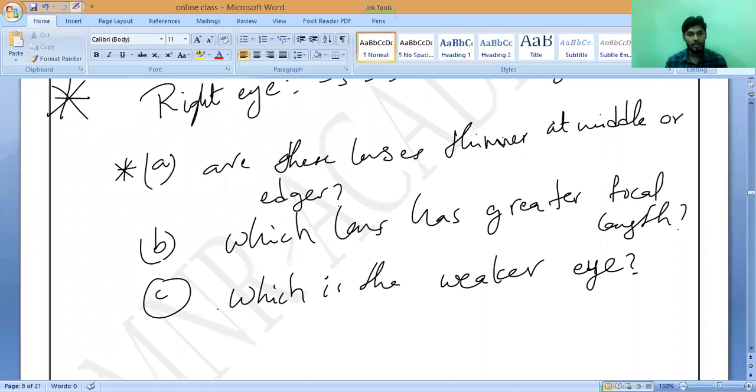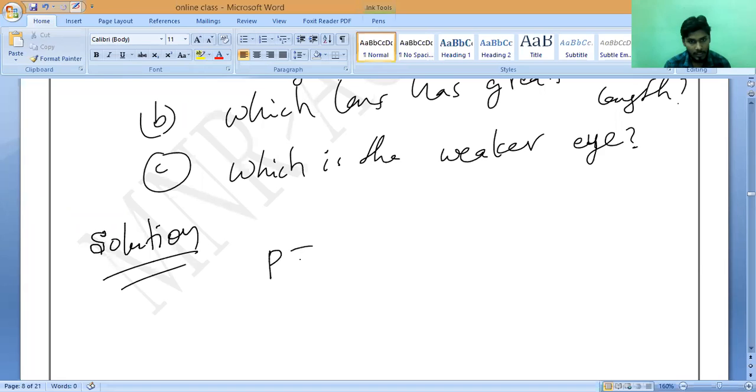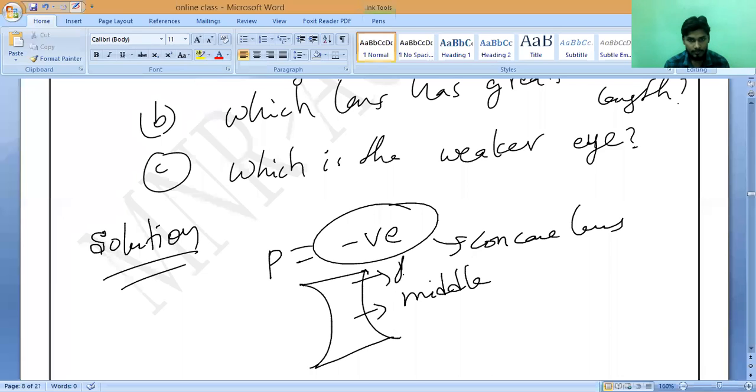So as we know that power is negative, so which lens? First question answer, solution. Concave lens. So power is negative, so that it is concave lens. As we know, concave lens means thinner at the middle and thicker at the edges. Correct or not? So thinner at middle, and thicker at edges. That is it. Next, second question.